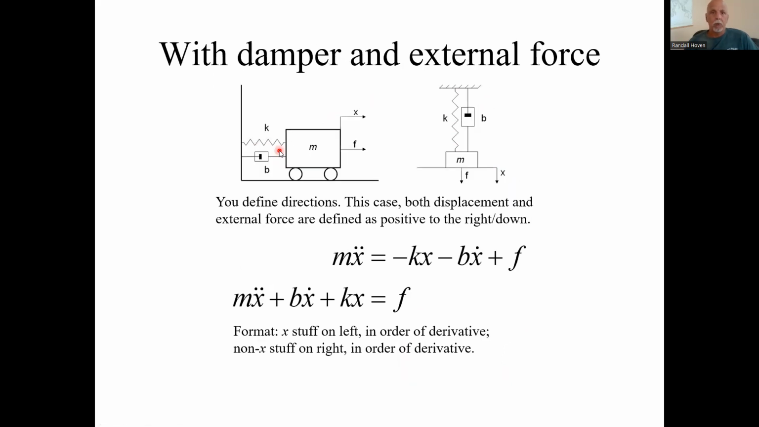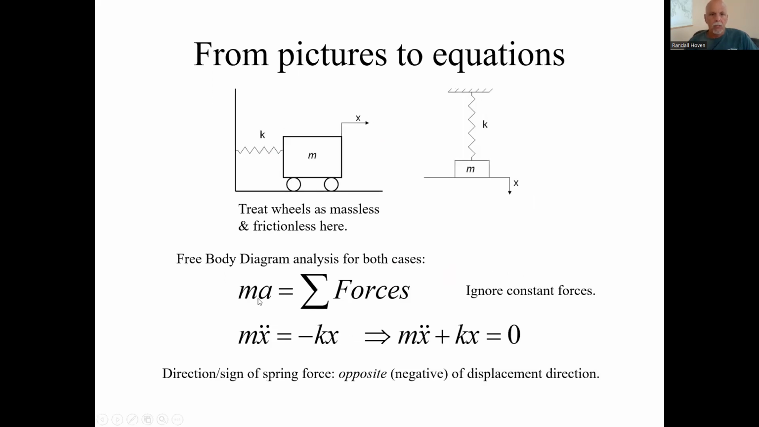We could add a damper, and we could add some given force. MA, where A is the second derivative of displacement. Now look at all the forces. Sum of the forces is on the right, right? This is the basic equation we're doing. A is going to be x double dot.